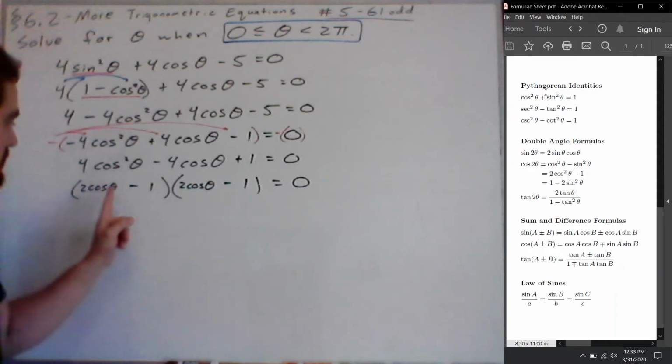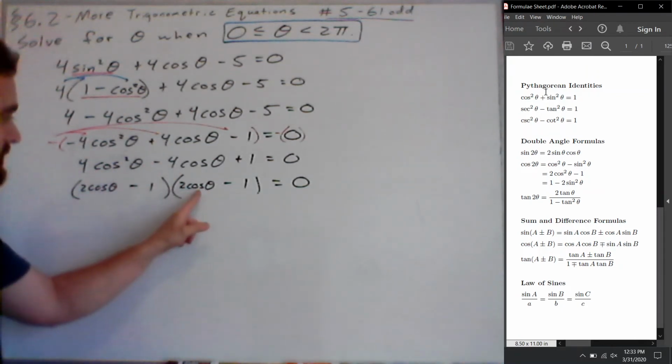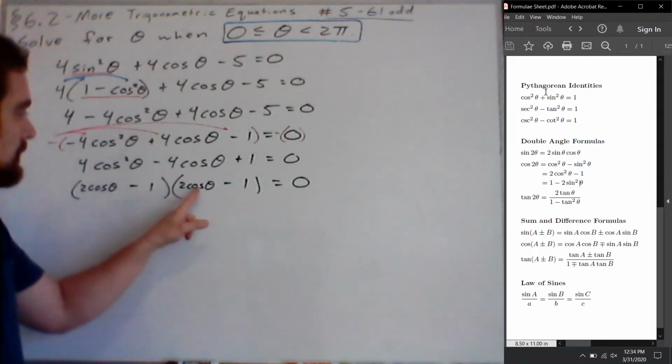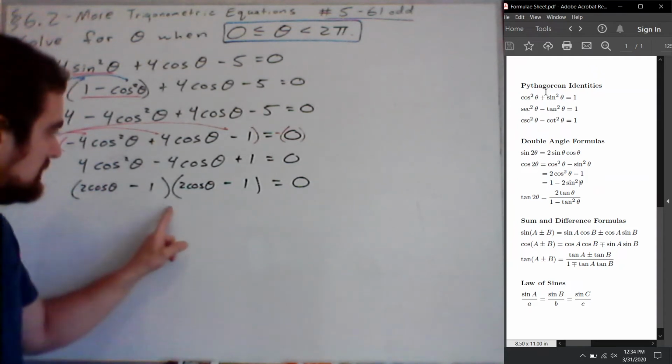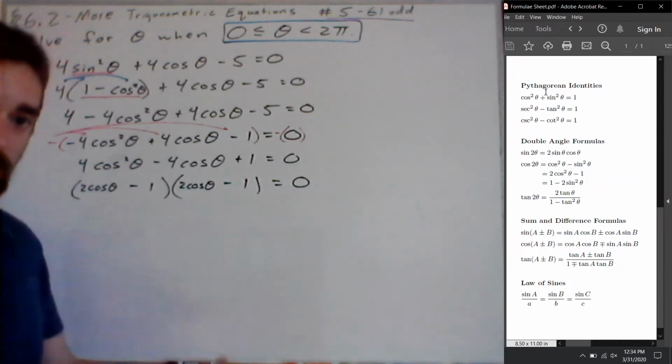Now look at these factors. Yeah, I'm definitely getting 4 cosine squared of theta from the first times the first. I'm subtracting 2 cosine theta, subtracting 2 cosine theta. Yeah, that's negative 4 cosine of thetas. And then negative 1 times negative 1 is still positive 1 on the end. So I have picked up the correct factors.